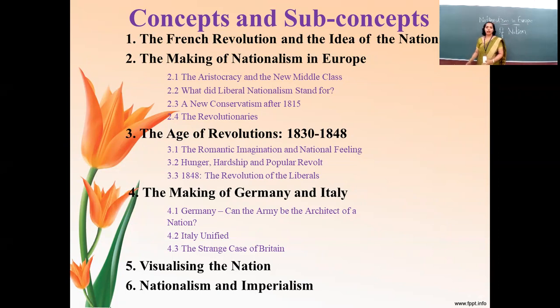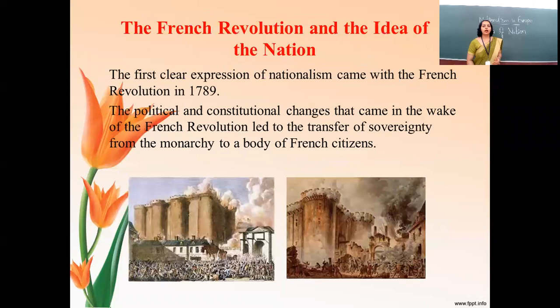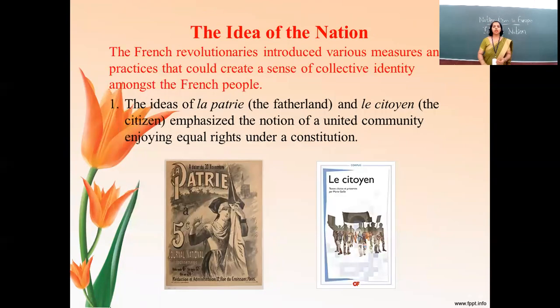French Revolution and the idea of nation. So in this particular class, we are going to talk about the idea of nation state. The first clear expression of nationalism came with the French Revolution in 1789. Political and constitutional changes that came in the wake of the French Revolution led to the transfer of sovereignty from monarchy to the body of French citizens. So there was a change which took place in France during the French Revolution in 1789. So that we are going to check today.